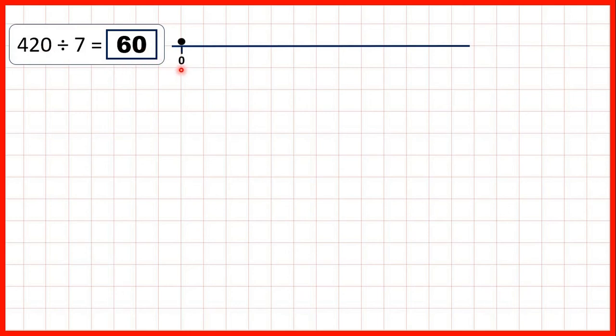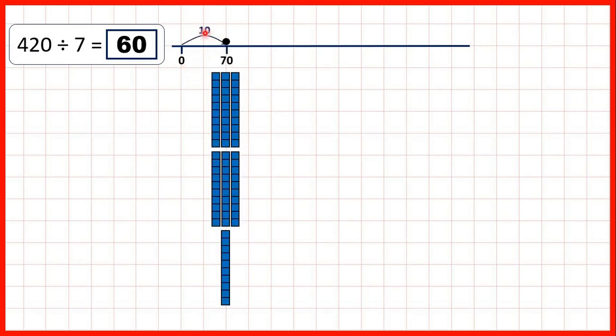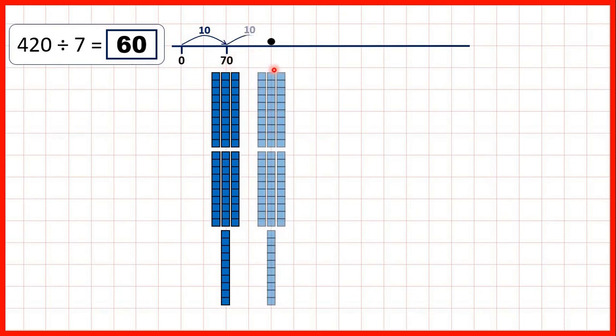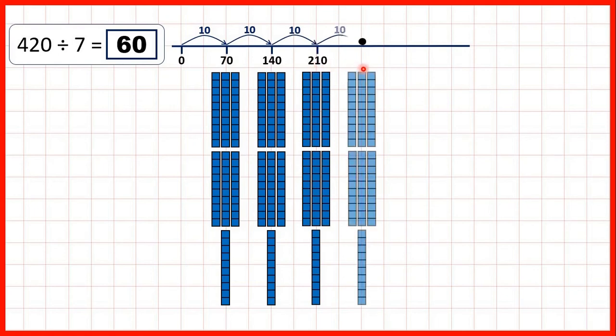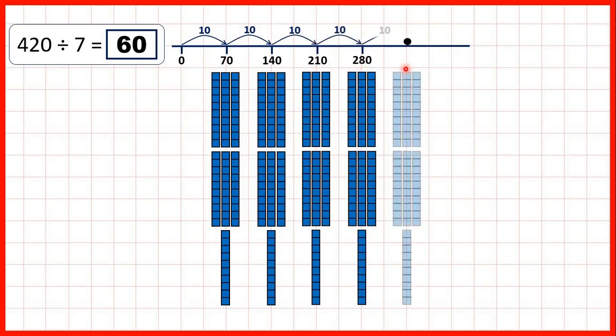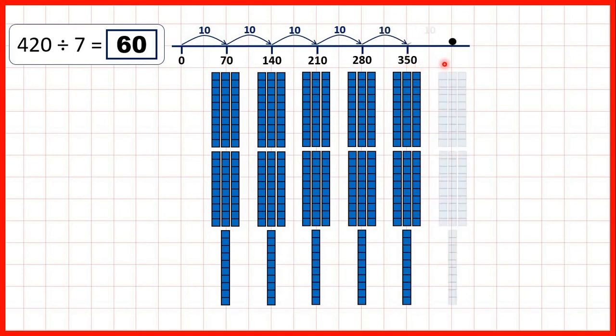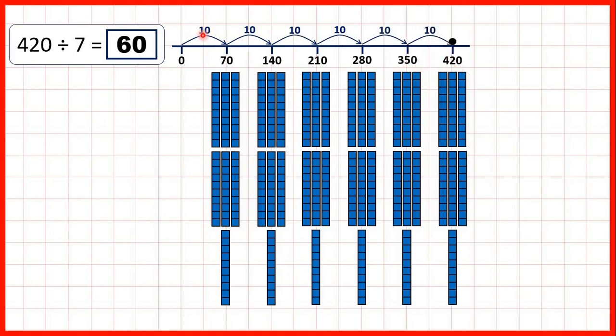But on a number line, we can show this by counting in jumps of 10 times 7, so in jumps of 70. We have 70, 140, 210, 280, 350, and 420. So, because we made 6 jumps of 10 times 7, we made 60 jumps altogether, and that's why our answer is 60. To count in steps of 70, we just have zeros on the end of our 7 times table.